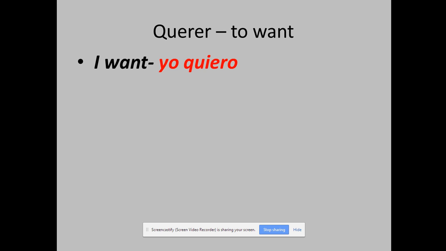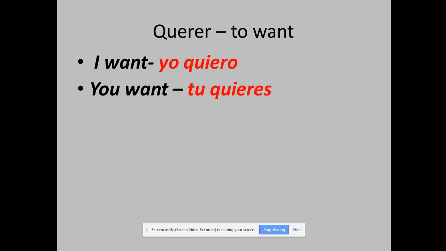The tú form, you are going to be writing tú quieres. Once again, instead of it being U and E, they added an I in the middle. So it's Q-U-I-E-R-E-S. Tú quieres.